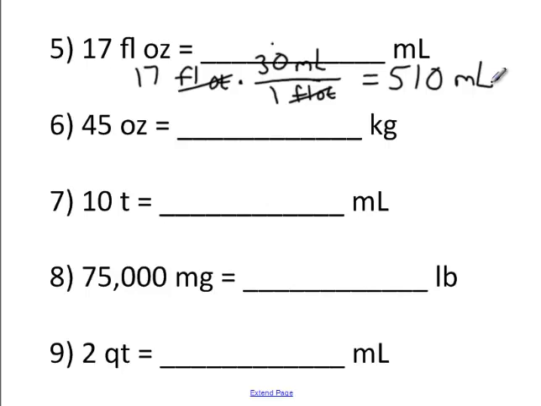45 ounces to kilograms. Now we discussed this on, I believe it was problem 4. We could take our 45 ounces and convert that to pounds. We know there are 16 ounces in a pound. Got to make sure you get those in the right order. And that would give us 45 divided by 16, which is 2.8125 pounds.